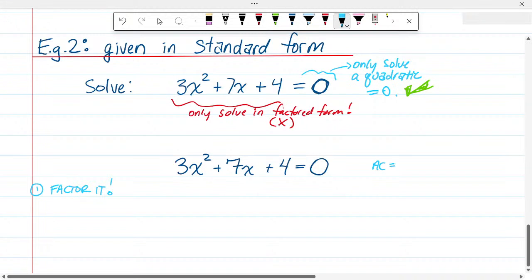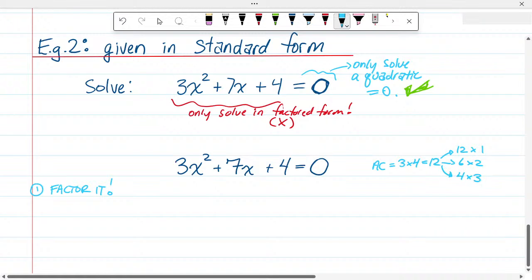What's AC in this case? I see that it has that 3. So I can't just say what numbers multiply to 4. I'm going to have to say what numbers multiply to 12, because 3 times 4 is 12. And what numbers multiply to 12? It could be 12 and 1. It could be 6 and 2. Or it could be 4 and 3.